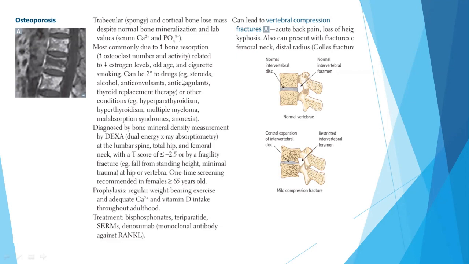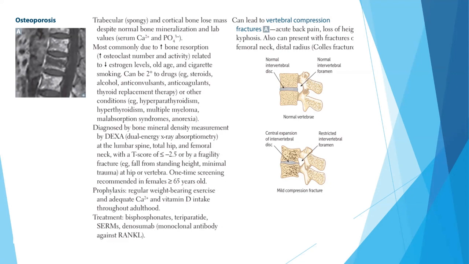It can be secondary to drugs, for example steroids, alcohol, anticonvulsants, anticoagulants, and thyroid replacement therapy, or other conditions like hyperparathyroidism, hyperthyroidism, multiple myeloma, and anorexia. It is diagnosed by bone mineral density measurement by DEXA at the lumbar spine, total hip and femoral neck with a T-score of less than or equal to minus 2.5, or by a fragility fracture, for example a fall from standing height or minimal trauma at the hip or vertebra.